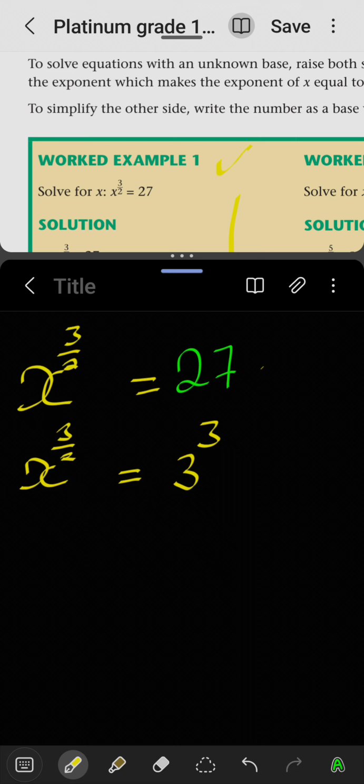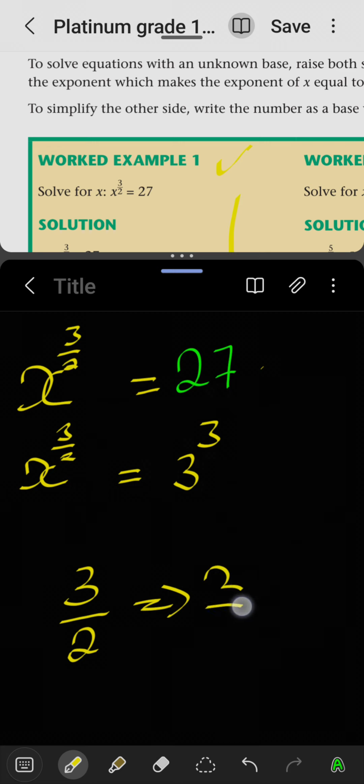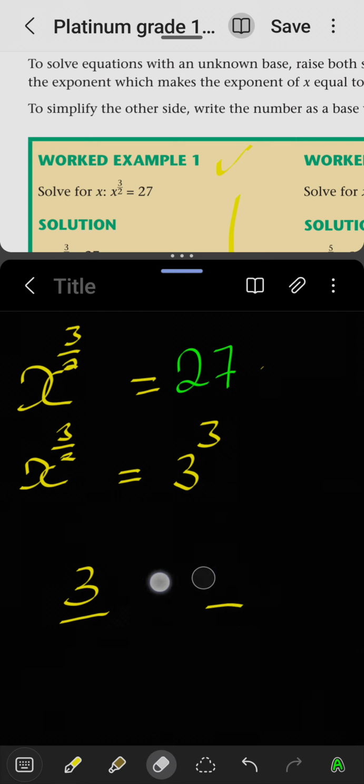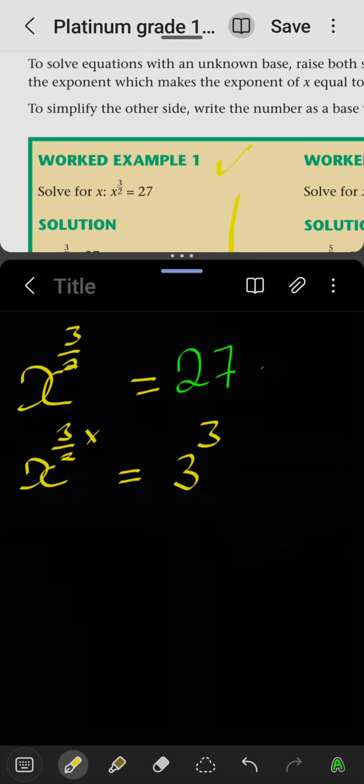Then what is the next step? The next step is you are going to multiply both sides by the reciprocal of that exponent of x. Like we have said, the exponent of x is 3 over 2. What is the reciprocal of that? The reciprocal of that is 2 over 3. So multiply both sides by 2 over 3. Just like this, I'm going to do it now. 2 over 3, both sides, you do that.